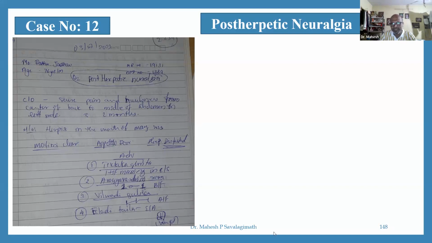Now what medicines did I give him? I gave him Tiktaka Ghrita, Arogyavardhini as Dipana Pachana, Tiktaka Shamana Sneha, and Vilvadi Gulika. Now the understanding is, as I told, all vesicular bullous disorders you can treat with Lutavisha Chikitsa or Lutavisha Chikitsa.